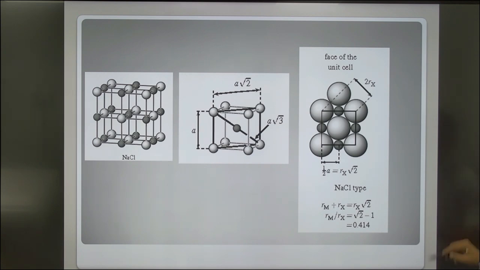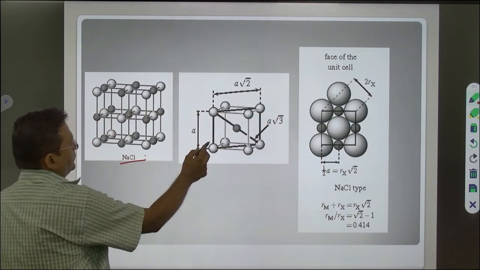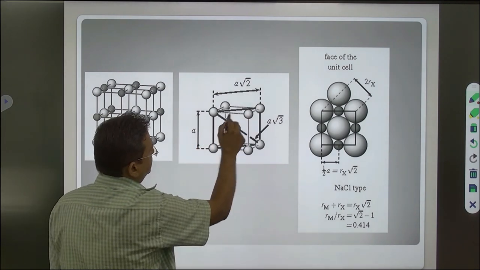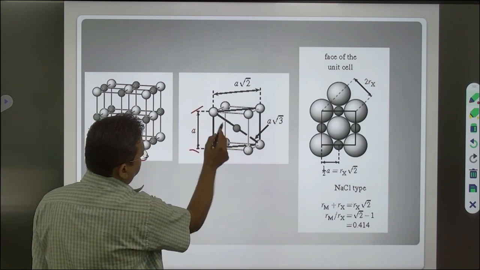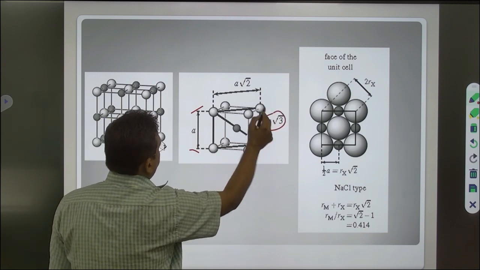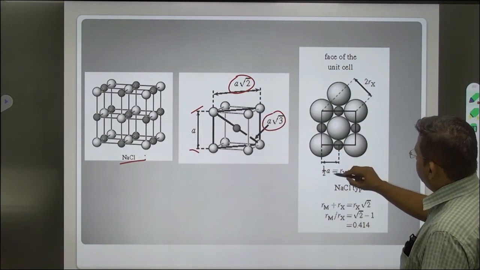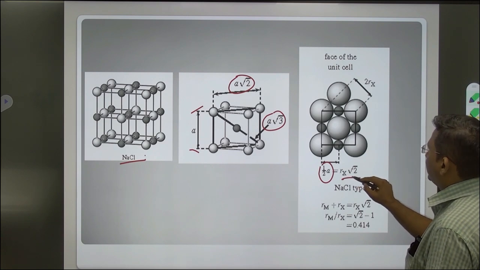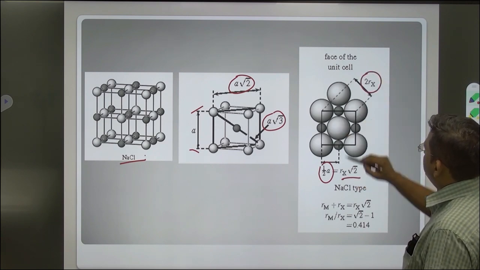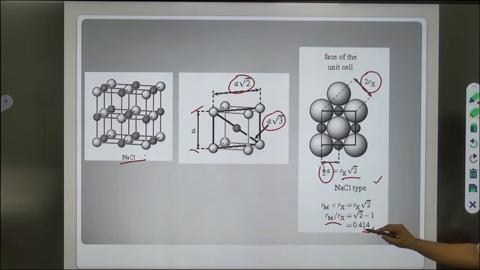In this example, we see NaCl, where it is FCC, face centered cubic. A is this distance, this distance is A root 3, and this is A root 2. And when we calculate, this distance is half A, and when we calculate the radius M by radius X for the NaCl type, we get 0.414.